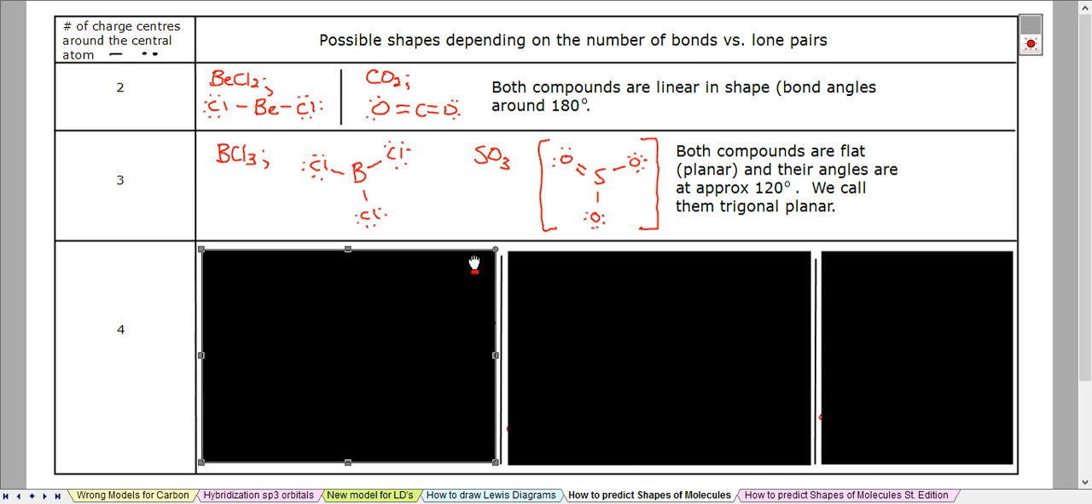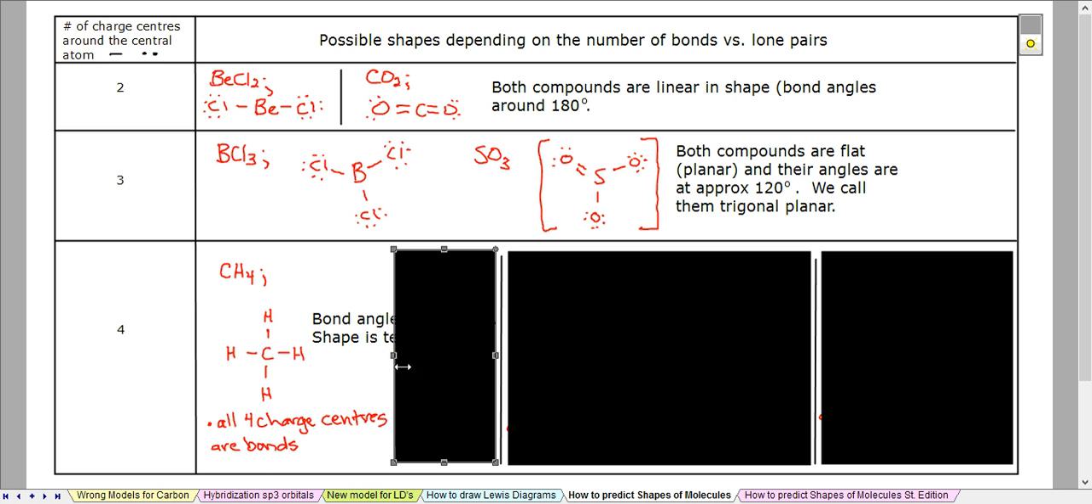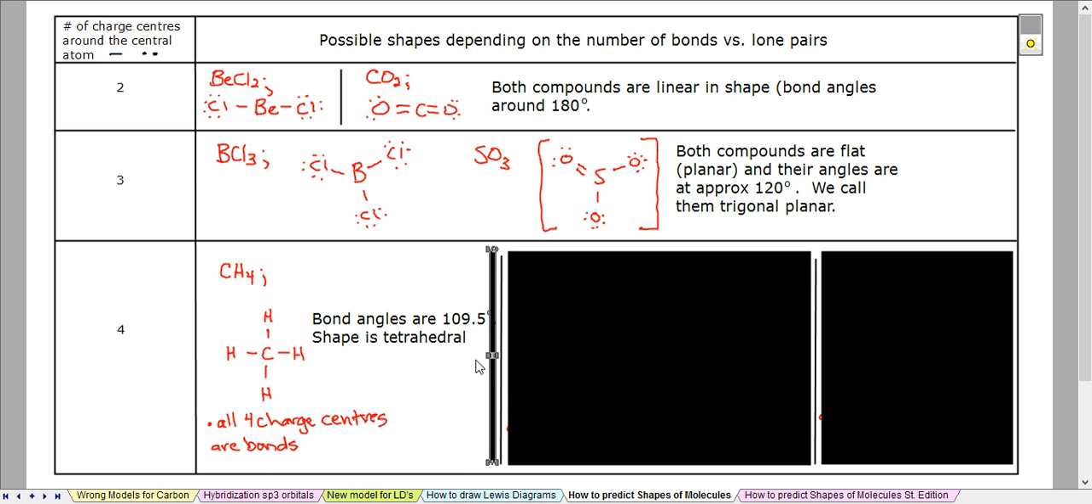So we'll take a look at a simple one that we've seen already. Alright, and this is methane. We have 4 charge centers. All 4 charge centers are bonds. We have no lone pairs here. The bond angles are 109.5 degrees. The shape is tetrahedral. That is the shape of this molecule.